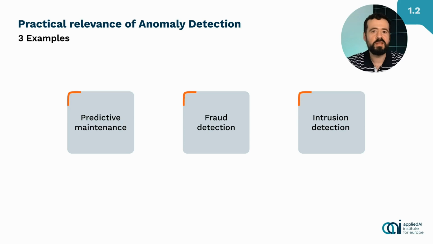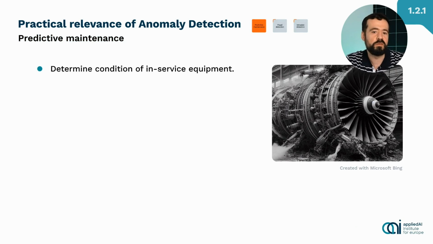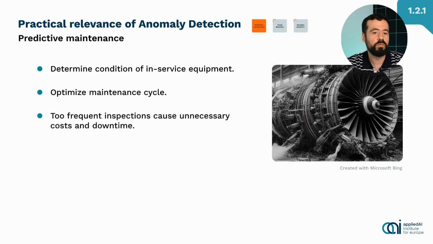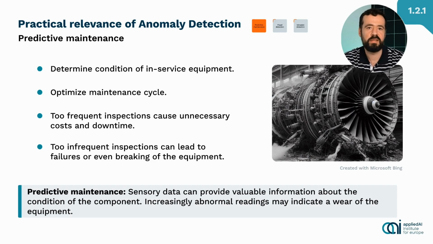Let's talk about the practical relevance of anomaly detection. Anomaly detection has some quite direct applications in numerous industries. I want to present three of them here: predictive maintenance, fraud detection, and intrusion detection. The first being predictive maintenance. In this case, we want to determine the condition of in-service equipment in order to optimize the maintenance cycles. This is pretty intuitive because too frequent inspections will cause unnecessary costs and downtimes, while too infrequent inspections can lead to failures or even breaking of the equipment. Anomaly detection can be very helpful in this case because deviations from normal readings of the sensors might indicate that we have a wear in the system and that we want to run another maintenance cycle.